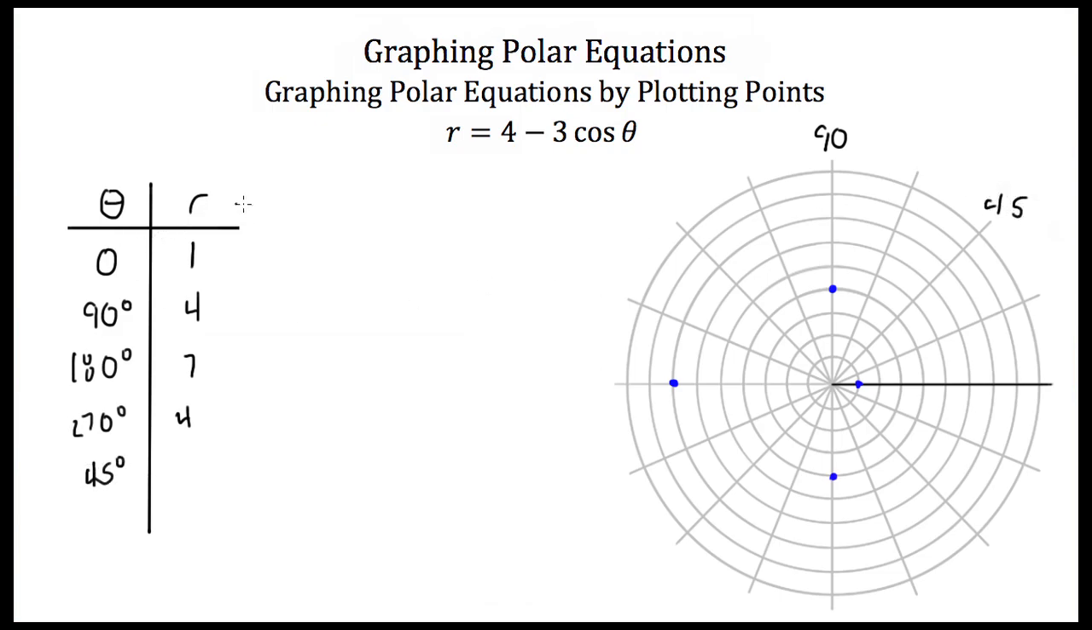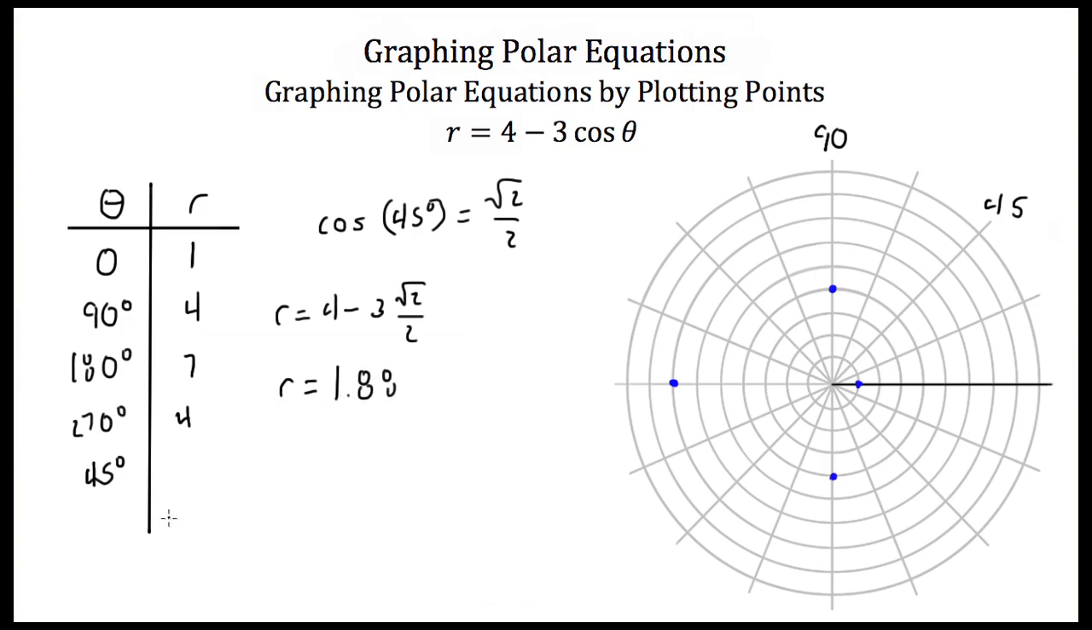The cosine of 45 degrees is equal to the square root of 2 over 2. Multiply that by 3, and we have r is equal to 4 minus 3 times the square root of 2 over 2. This is approximately 1.88. So if I plot that, that's about here.